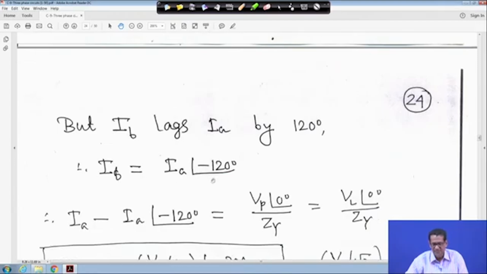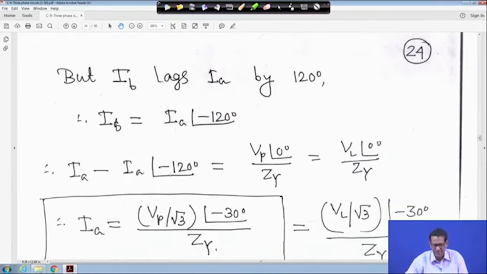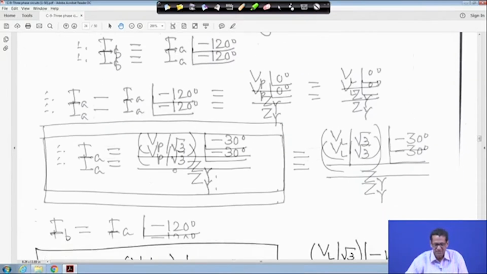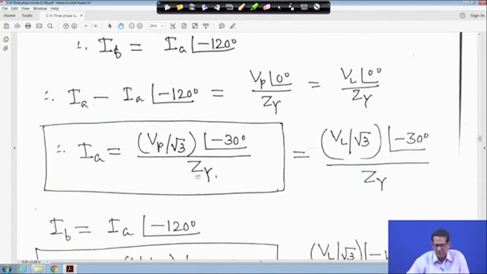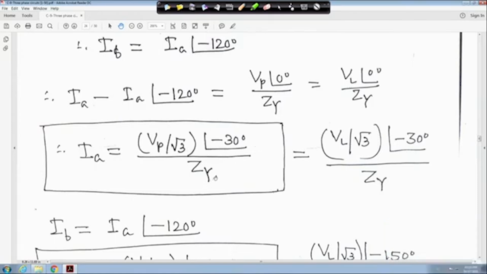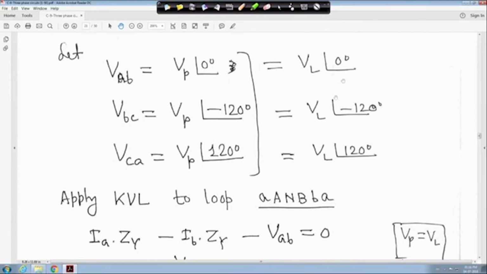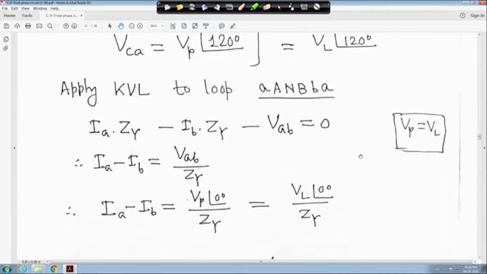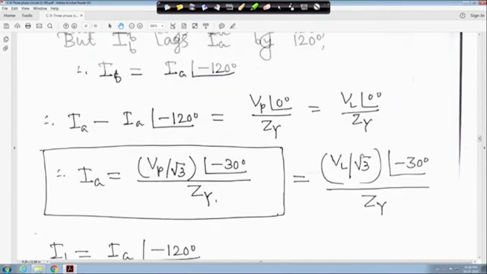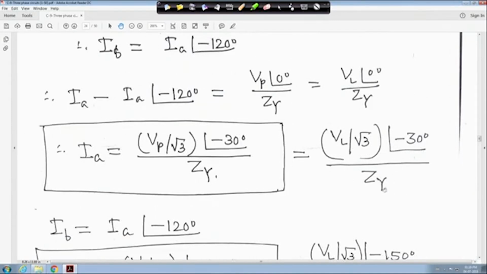Simply substitute IB is equal to IA angle minus 120 degree. You put it here and simplify. If you simplify, you will get IA is equal to VP upon root 3 angle minus 30 degree by ZY. So with line voltage, that can be written as VL upon root 3 angle minus 30 degree upon ZY. Here we have written that VAB is equal to VL angle 0, VL angle minus 120, VL angle plus 120 degree. So similarly here also you write VL by root 3 angle minus 30 upon ZY, Z star or ZY.